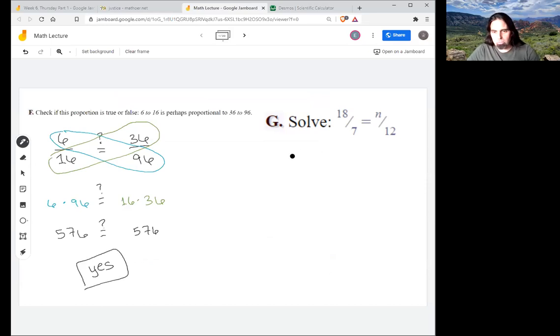Okay, somebody else, one with a letter in it this time. 18 over 7 is going to be, no choice about it, we will force it to happen, n over 12.